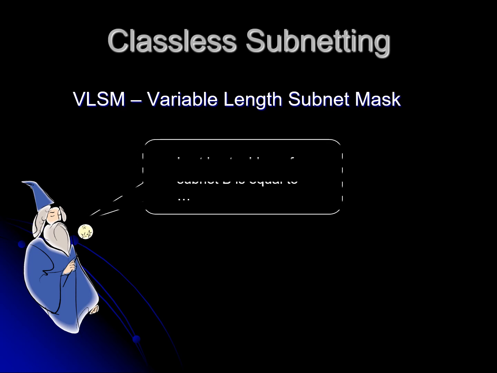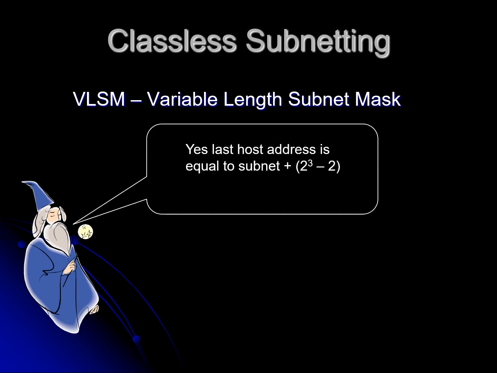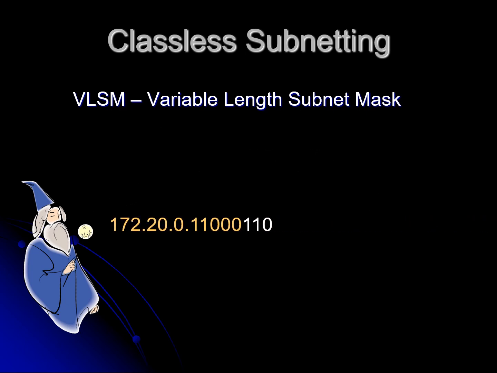Your last host address will look something like this. And that's your subnet, the 192 subnet, converted to binary. 192 plus 6 gives you 172.20.0.198. That's the last usable host IP address for this /29 subnet.